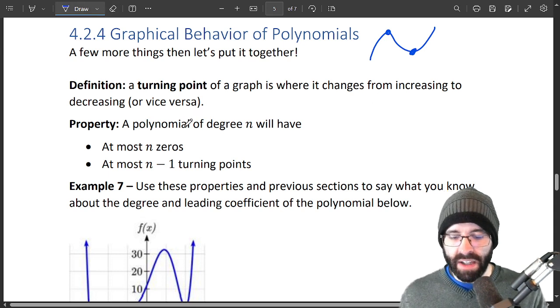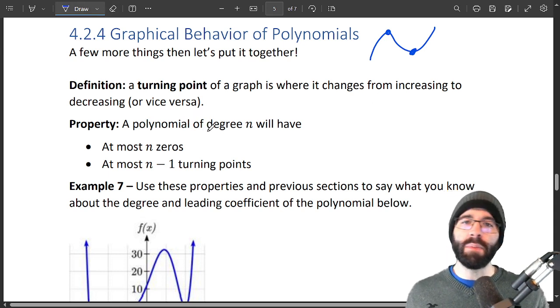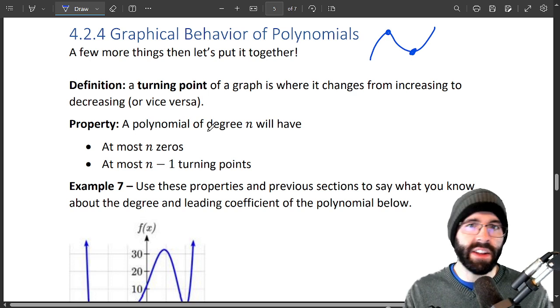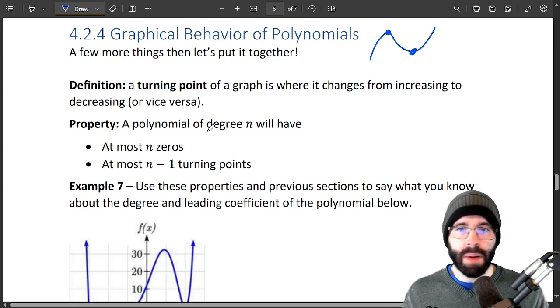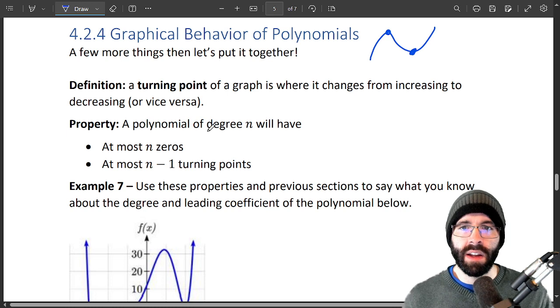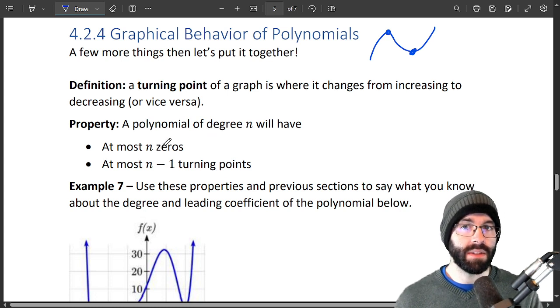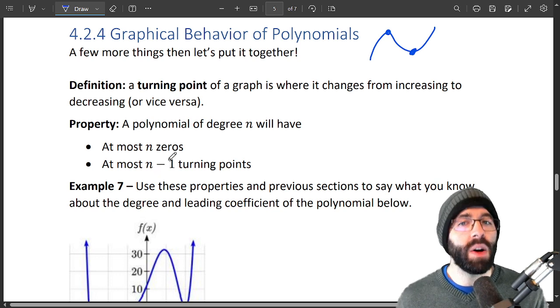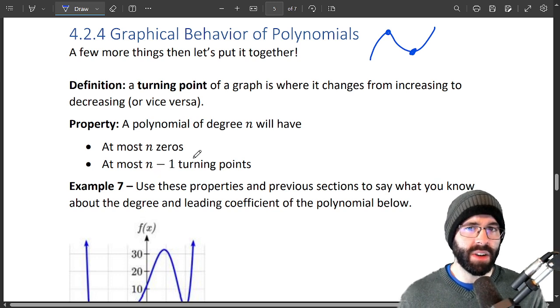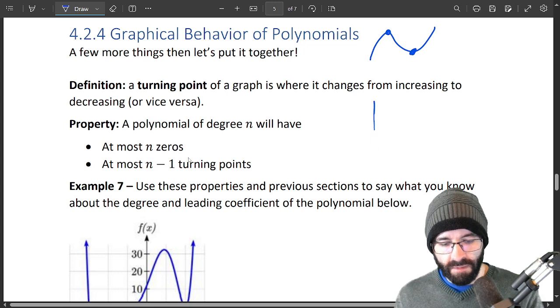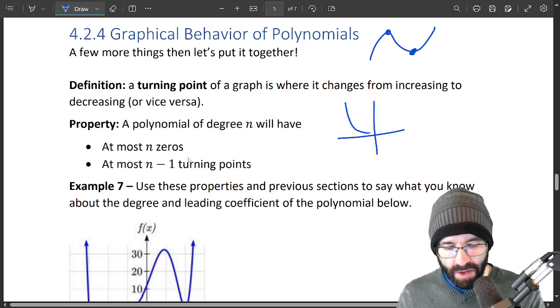So we got a little property here. If a polynomial has some degree, any degree, let's call that degree n. Some number n, that's the degree. Then it has at most that many zeros, and it has at most that many turning points. So it could have fewer. Like this is an example of a fourth degree polynomial.